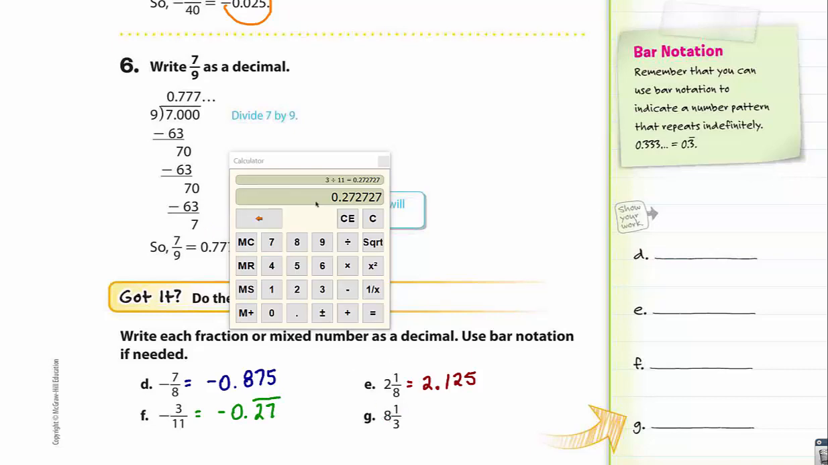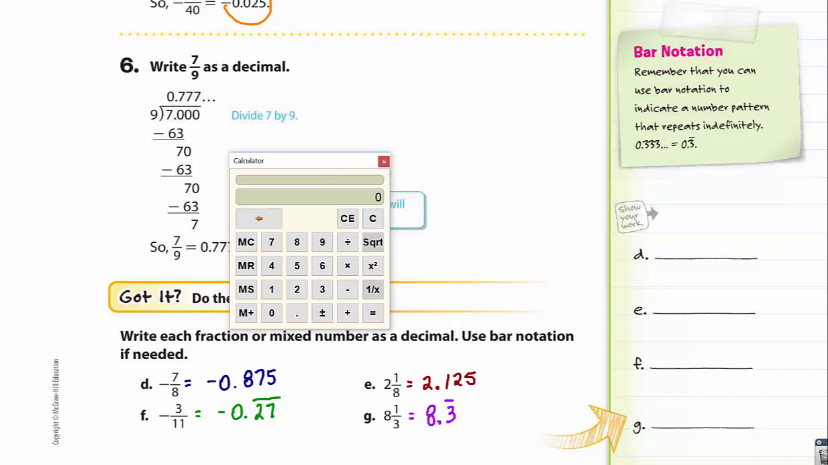8 1/3. Well, again, I know the whole number is going to be 8, so 8 point something. So it's just the 1/3 that I have to figure out. 1 divided by 3, and it is 3's that repeat. So that's 8.3 with a line over the top.